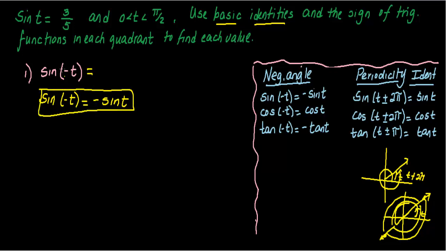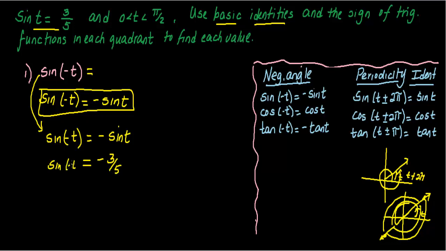What do I do with it? Since my original problem says sine of negative t, I can write this as the negative of sine of t. And since I know what sine of t is, I keep my negative, and instead of writing sine of t, I write 3/5. So the sine of negative t is equal to negative 3/5. And that's it for this example. That means the negative of the sine.